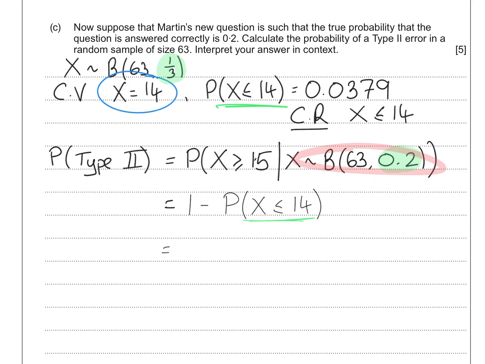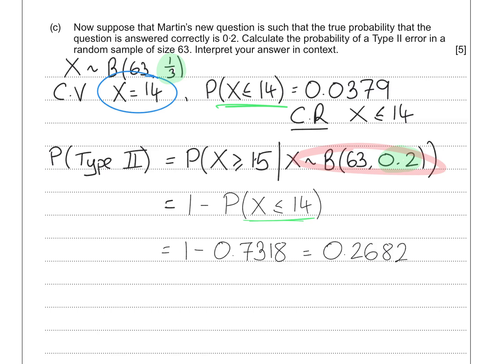And so that comes out then, if you work that out, as 1 minus 0.7318, my calculator says, and then 0.2682, if you do the subtraction. Interpret my answer in context. So that number there is 26.8%, so approximately 27%. So that means there's about 27% chance that Martin will come to the wrong conclusion if P is 0.2.